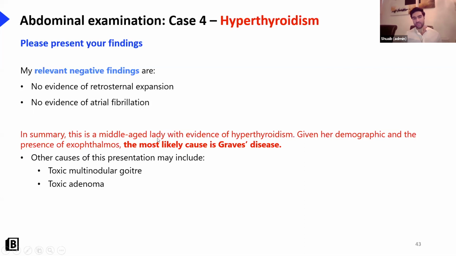In summary, this is a middle-aged lady with hyperthyroidism, and given her demographic and the presence of eye signs, in particular exophthalmos, the most likely cause is Graves' disease. Other causes of hyperthyroidism include a toxic multinodular goiter and a toxic adenoma.